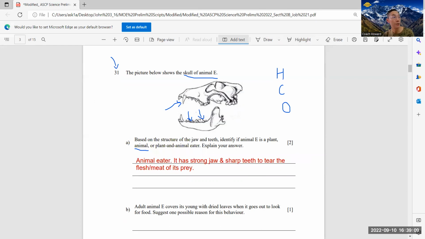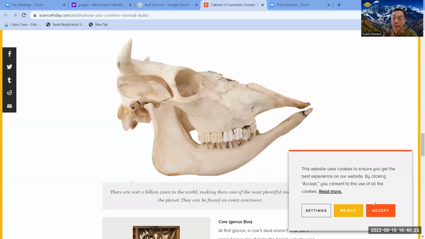Okay, I share with you some. As you see here, this is the photograph of the skull of a cow. So notice all the teeth are flat. Okay, they don't have any sharp teeth. So these teeth are used for grinding. So this is a herbivore. Okay, herbivore is a plant eater.